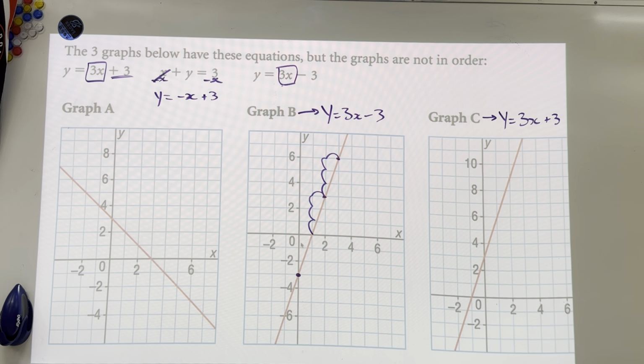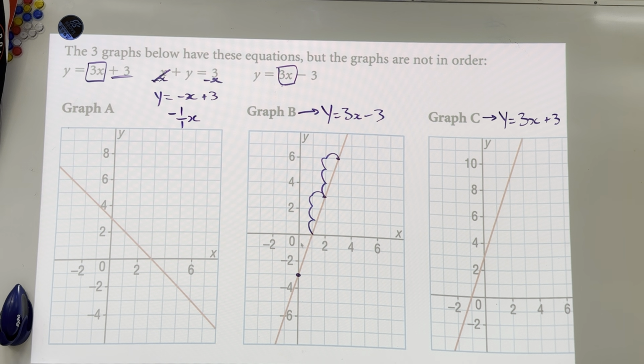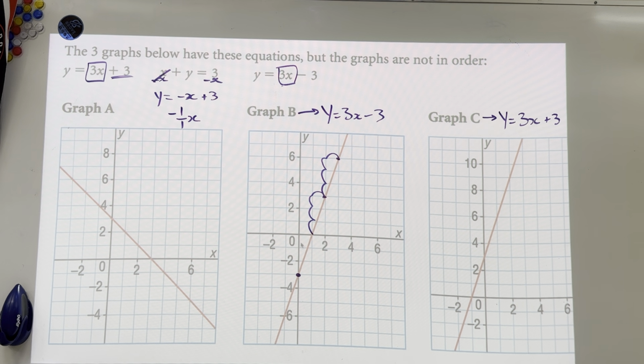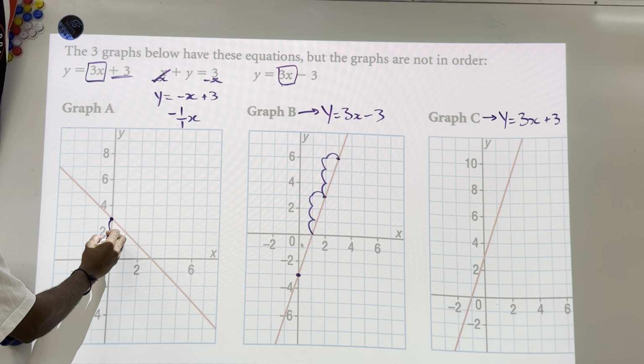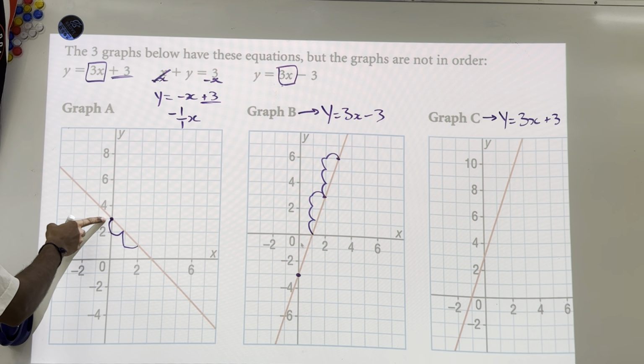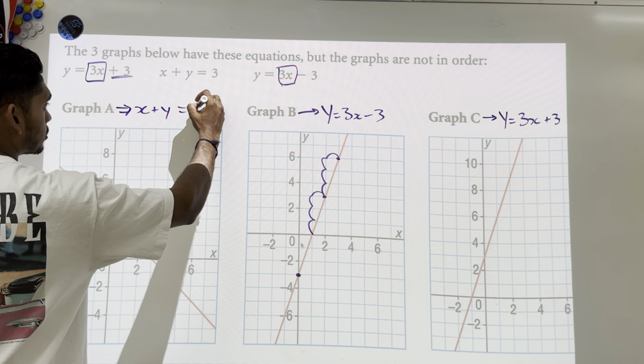Slope-point form. Now here we go. We have a -1 over 1 beside that x. That's what it means. So now we have a rise and run, okay? And it's negative. That means it goes down 1 and to the right 1. We'll start here at the y-intercept. It goes down 1 and over 1, down 1, over 1. And then our y-intercept is +3, right there. So that means graph A is x plus y equals 3.